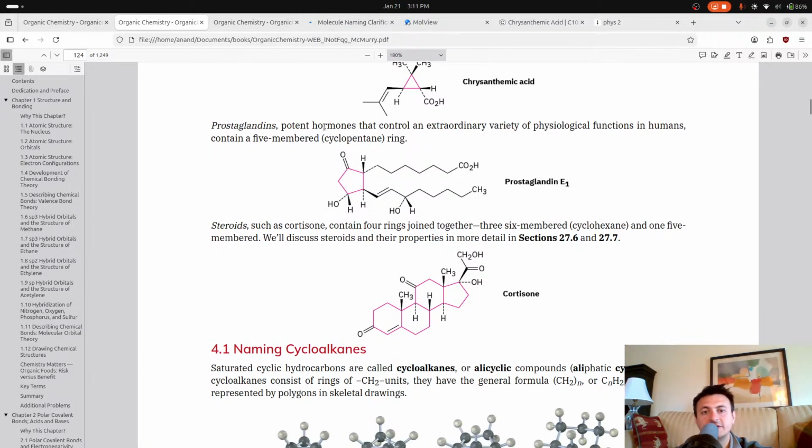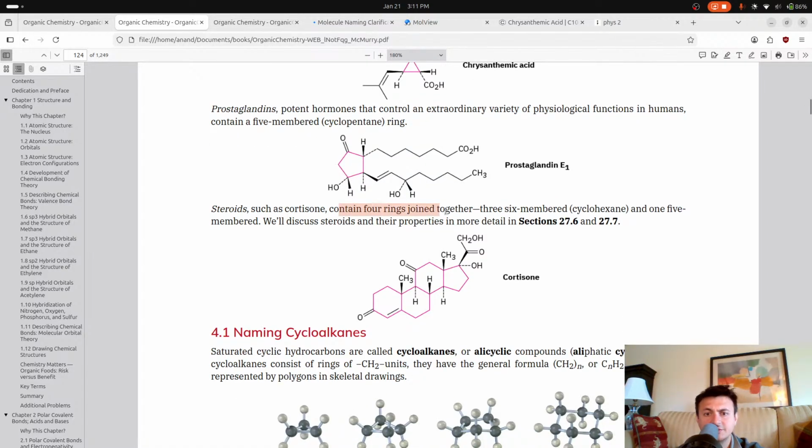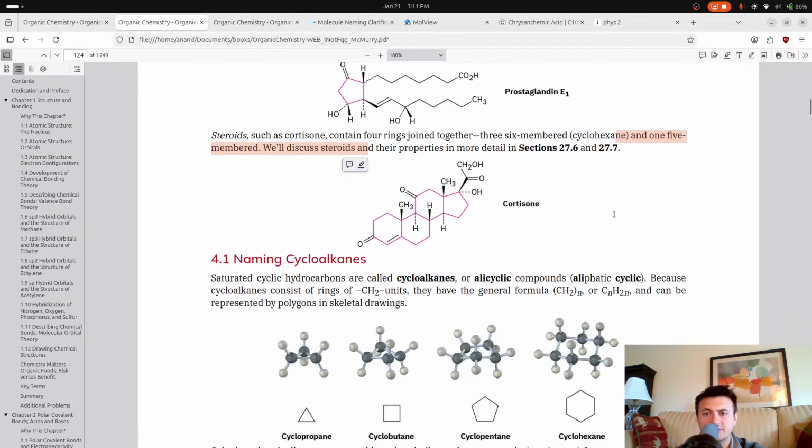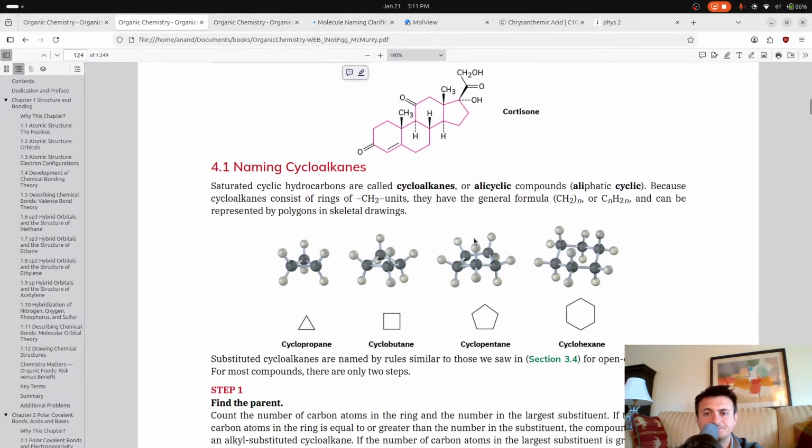All right, prostaglandins, potent hormones that control an extraordinary variety of physiological functions in humans, contain a 5-membered cyclopentane ring. Steroids such as cortisone contain 4 rings joined together, 3 6-membered cyclohexane and 1 5-membered cyclopentane. We'll discuss steroids and their properties in more detail in chapter 26 or 27.